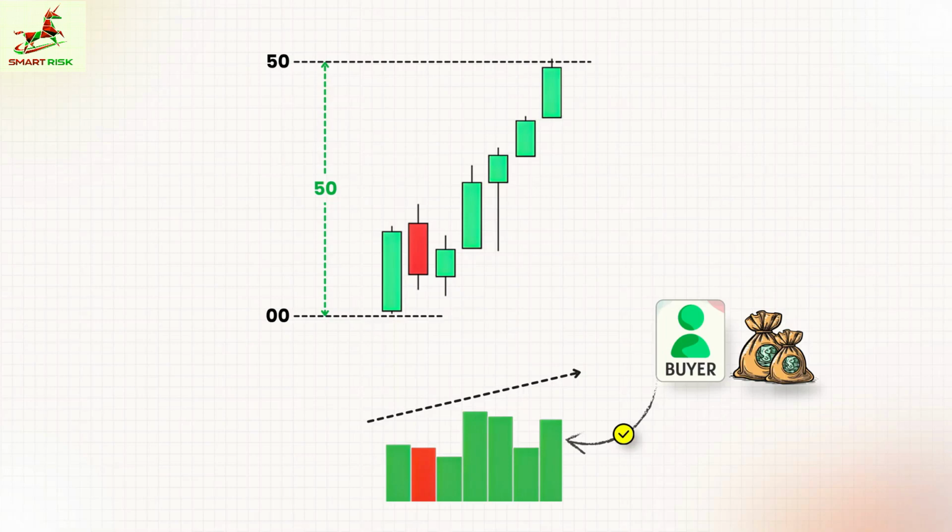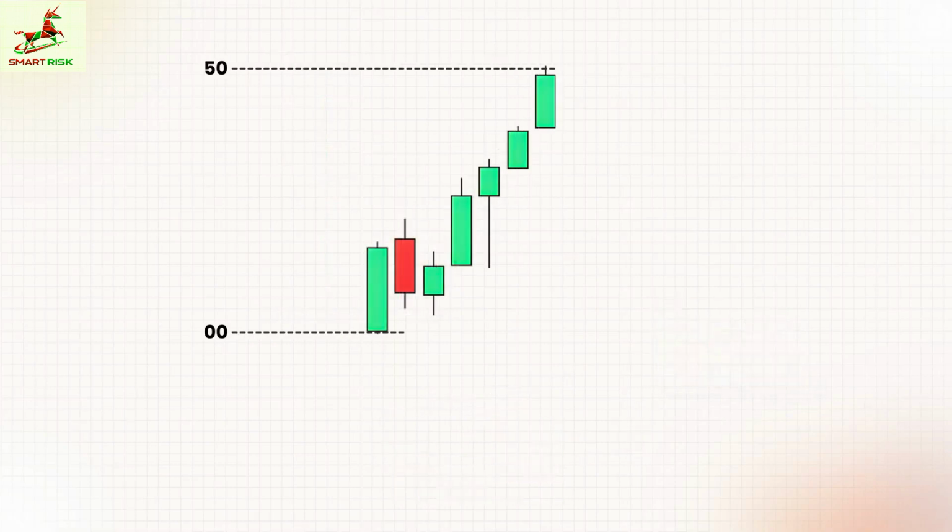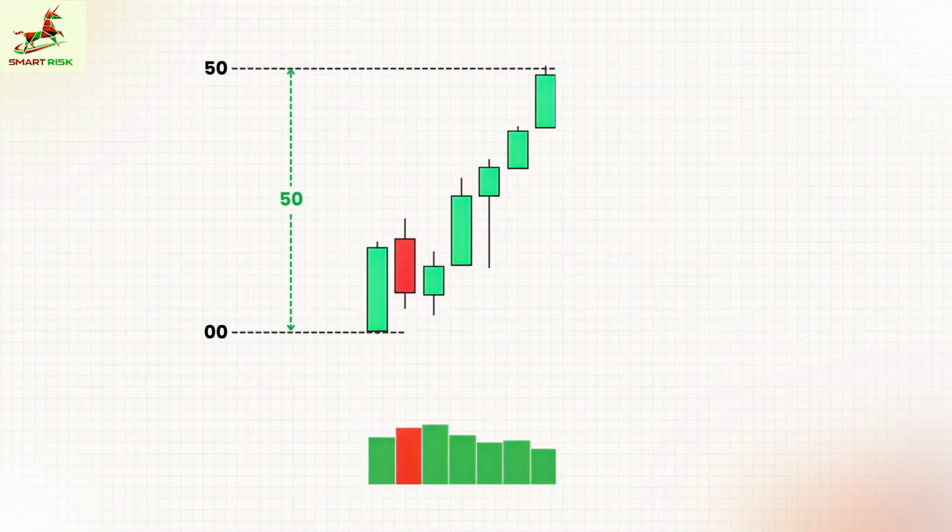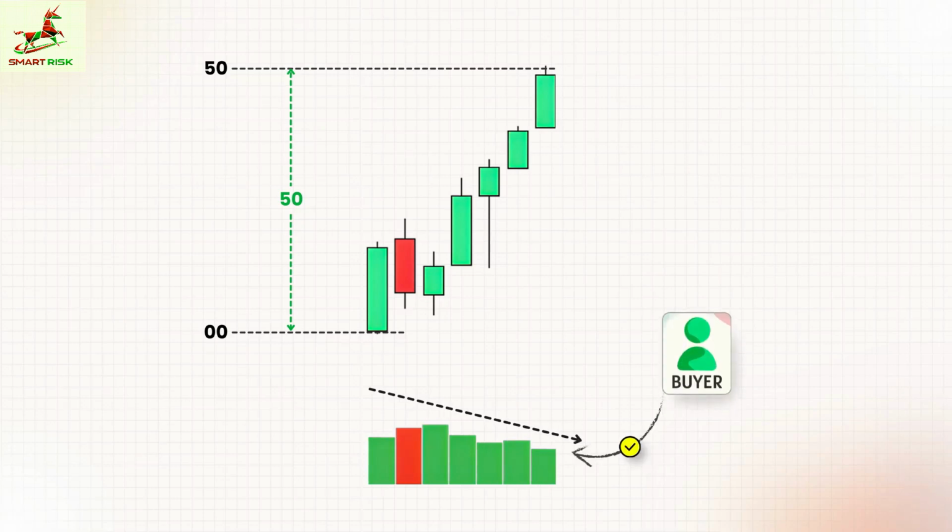But now flip the scenario. The S&P 500 makes the exact same 50-point rally, but this time the volume is really low. That means very few traders actually participated in that move. There's no real conviction behind it. And moves like that? They don't tend to last. More often than not, they reverse. So from today onward, whenever you look at a chart, don't just focus on where the price went. Always check how much volume was behind that move, because without volume, that move has no real strength behind it.